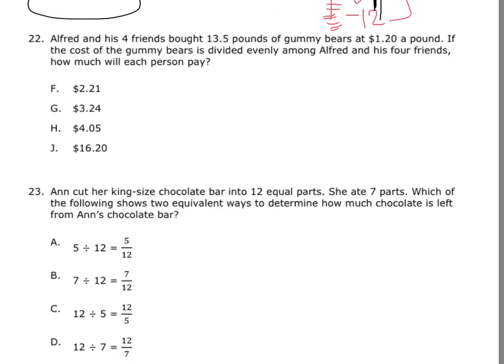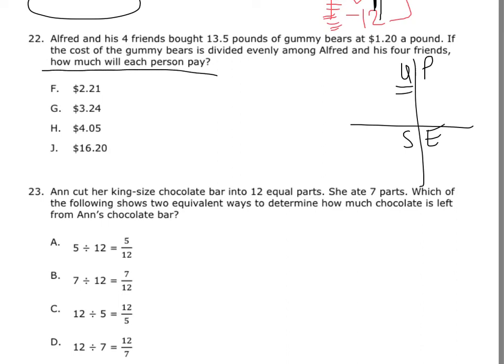Alfred and his 4 friends bought 13.5 pounds of gummy bears at $1.20 a pound. If the cost of the gummy bears is divided evenly among Fred and his 4 friends, how much will each person pay? We want to know how much each person is going to pay. So we're understanding the problem. How much will each person pay? So let's make a plan.